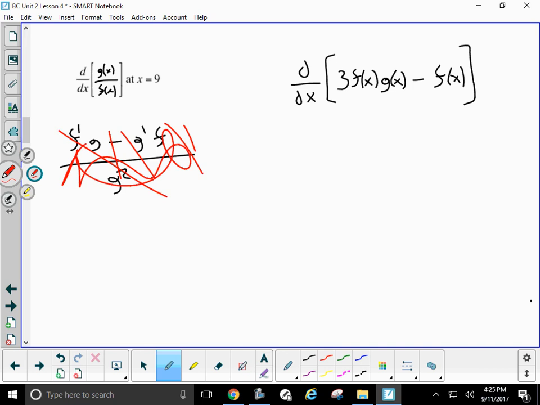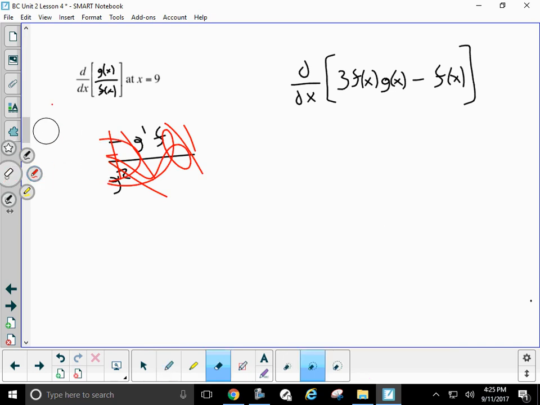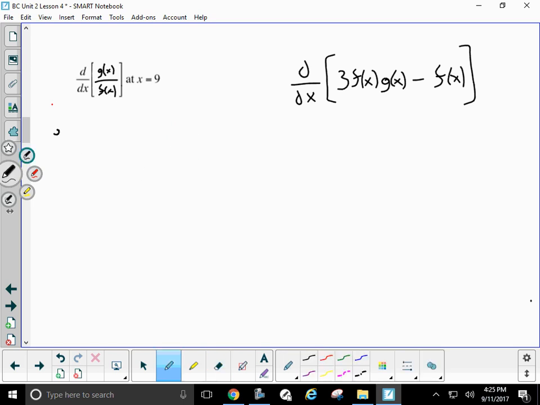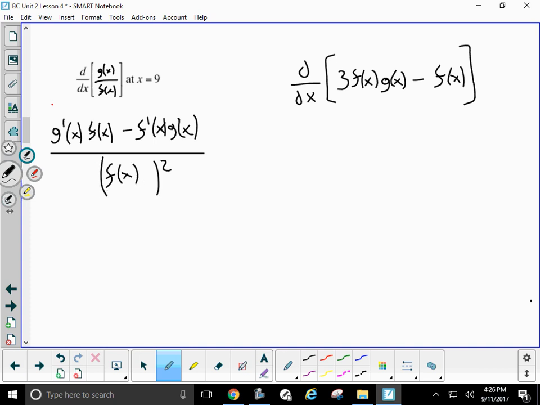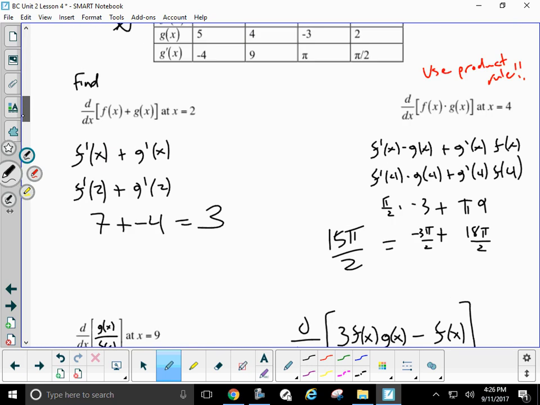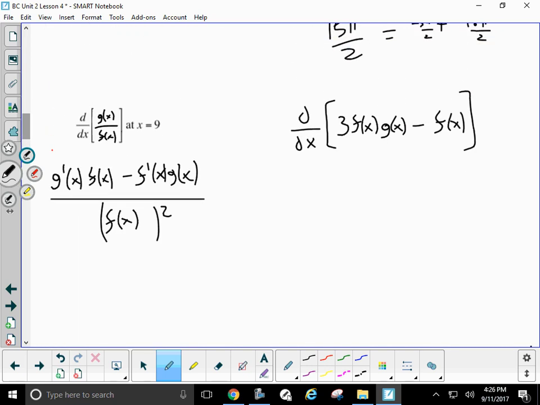Why is this wrong? Because look how they wrote it. They put g on the top and f on the bottom. So you need to adjust your formula, understanding it's the derivative of the top times the bottom minus the derivative of the bottom times the top, all over the bottom squared, with the bottom being f. Okay, and then you would use your table to plug in the values. Just be careful when doing it.